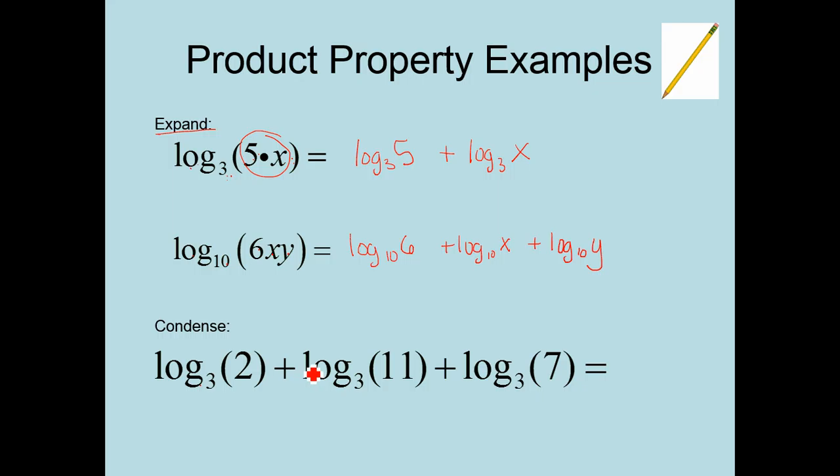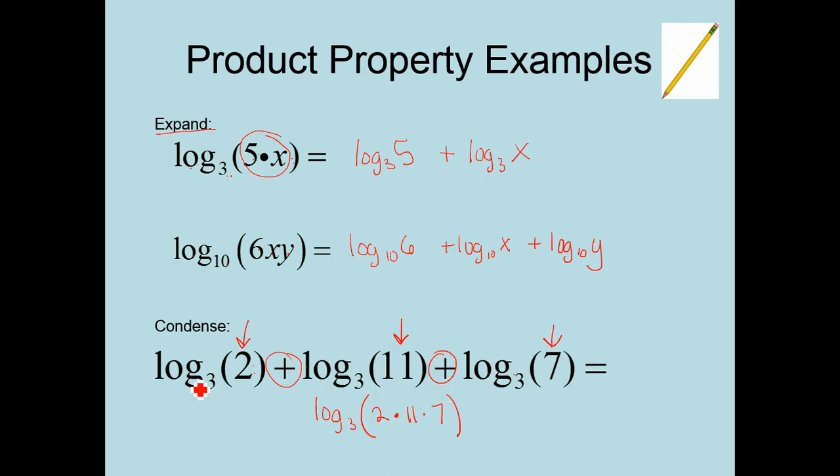What if I have the log base 3 being expanded out to both 2, 11, and 7? Log base 3 of 2 plus log base 3 of 11 plus log base 3 of 7. What did this look like when it was all condensed? Well, remember we're dealing with a log base 3, and what does the addition sign tell us? It tells us that some things were being multiplied inside some parentheses or in the quantity.